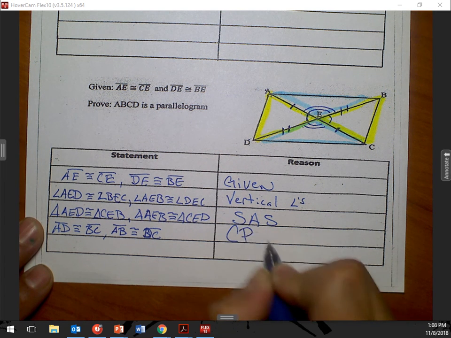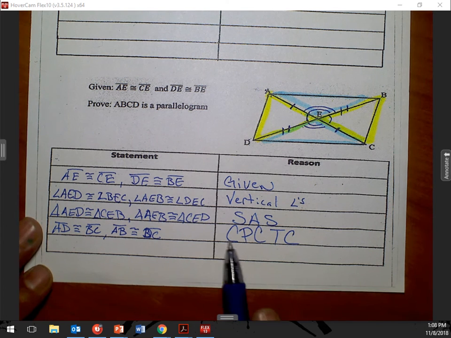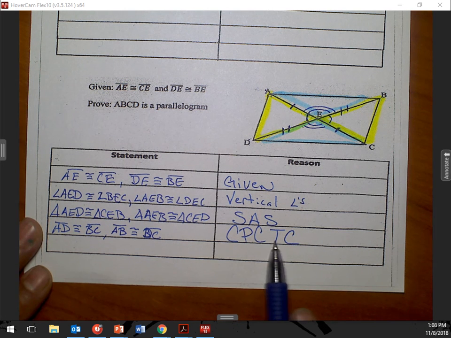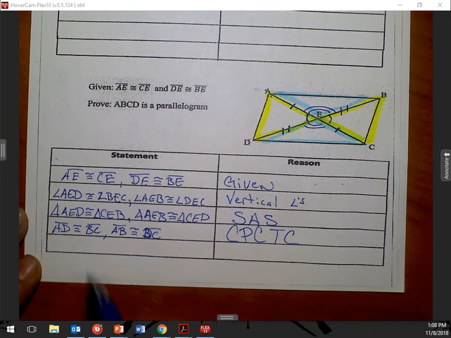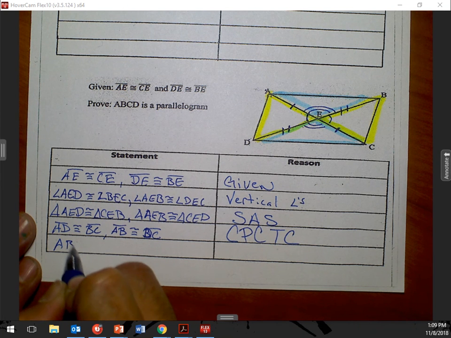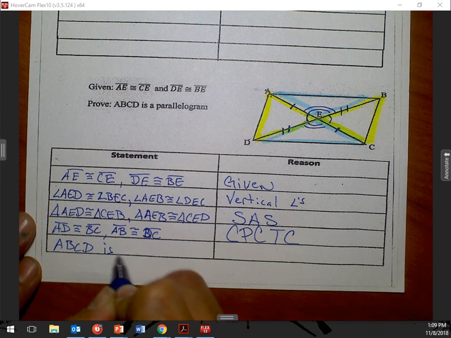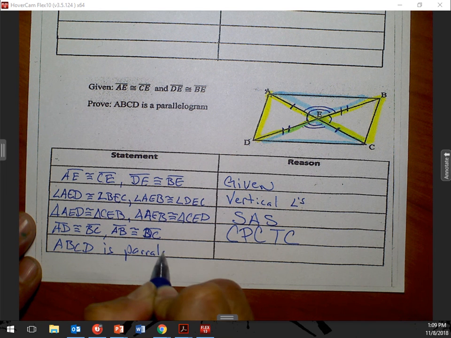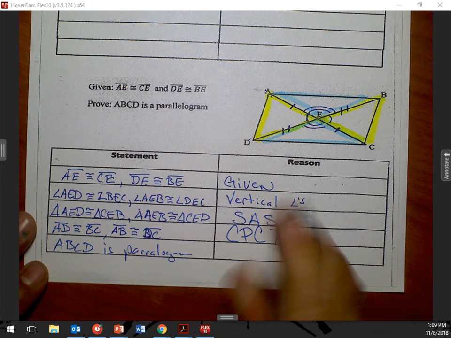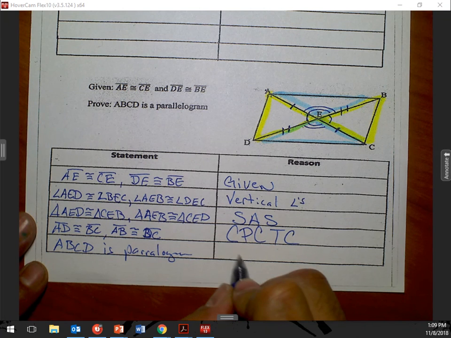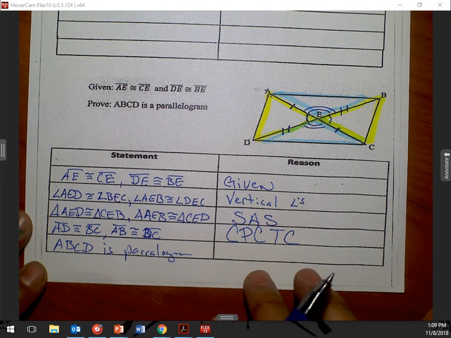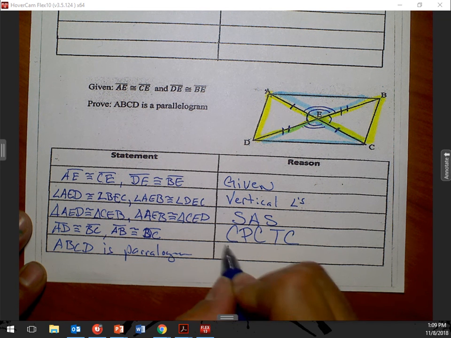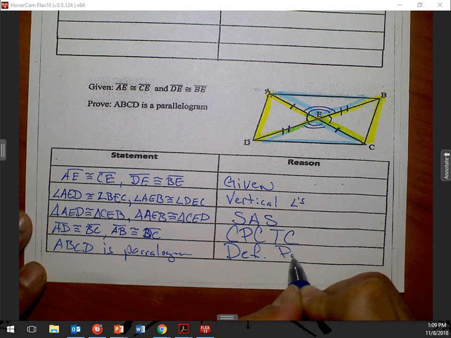Chocolate, peanut butter, cinnamon, toast crunch. Corresponding parts of congruent triangles are congruent. Chocolate, peanut butter, cinnamon, toast crunch. So because of that, I could say that ABCD is a parallelogram. And okay, all this is going to be definition. So it's going to go back to the definition. It's actually called a corollary, but I never use that. So definition, parallelogram.